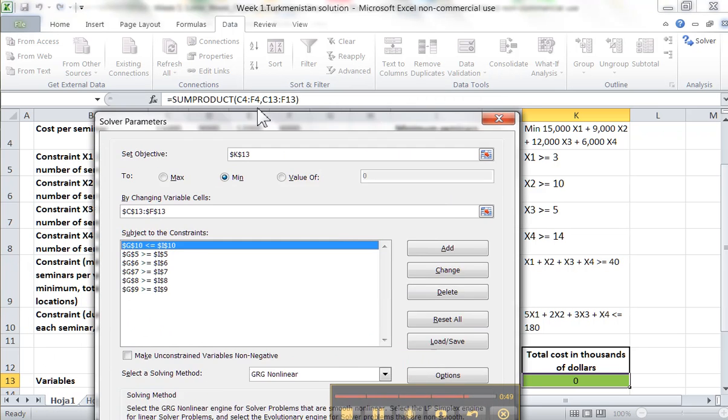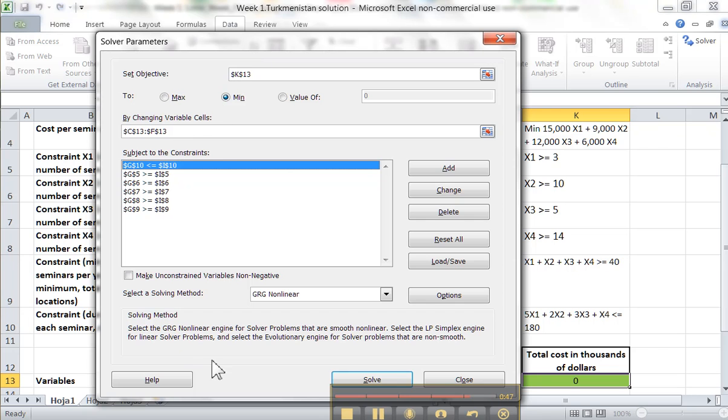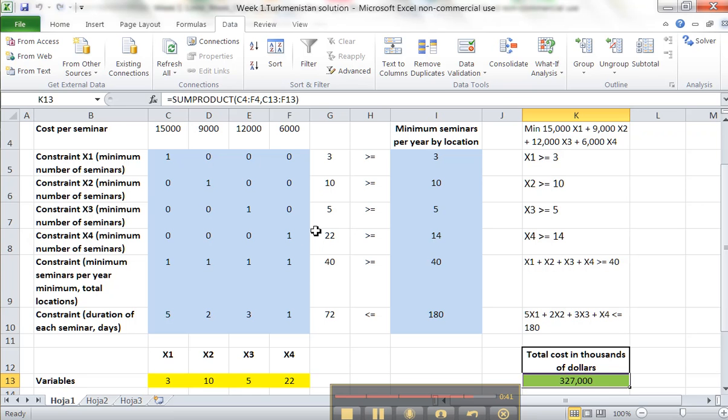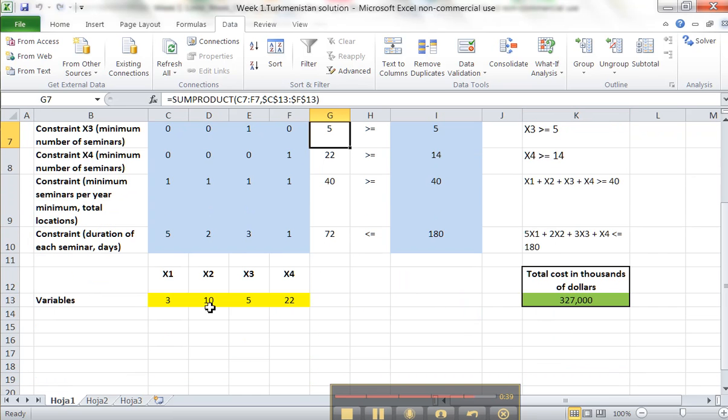So based on all these restrictions, what you have to do is click on solve, and then you see what the solution to the exercise is. The solution is that this is the number of seminars in each location, and this is the total cost of running those seminars. Okay, this is it.